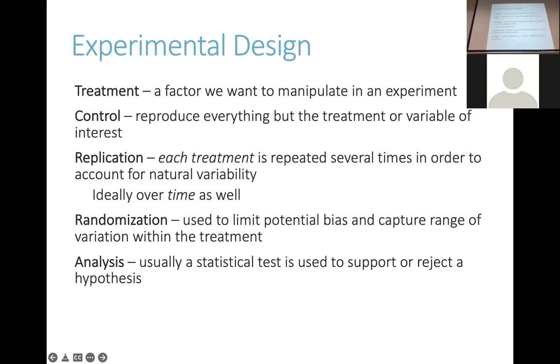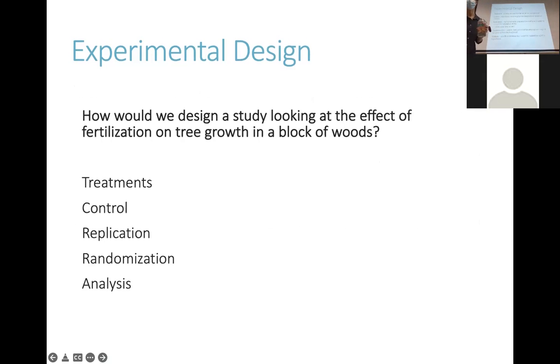So based on those, now I'm going to have you guys design an experiment, a simple one. We good? I don't want to go too fast. Okay. So pair up, work with someone else. It can be a group of 3 if there's an odd number in here. That's totally fine. You're going to design a really simple experiment, including these elements that I just talked about, looking at how fertilization is going to affect tree growth in a block of wood.